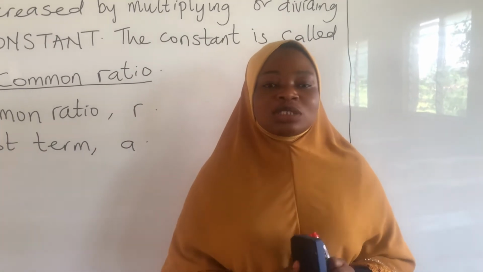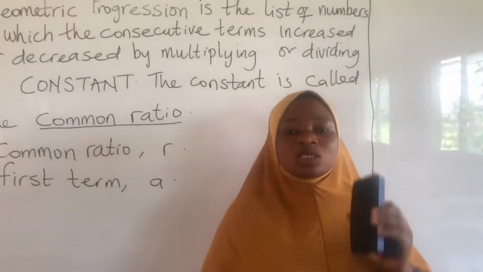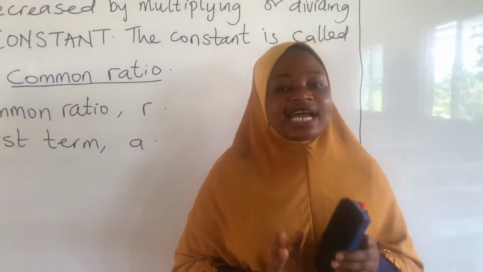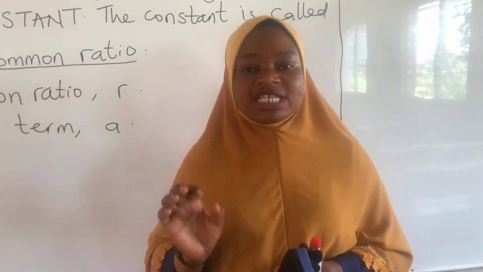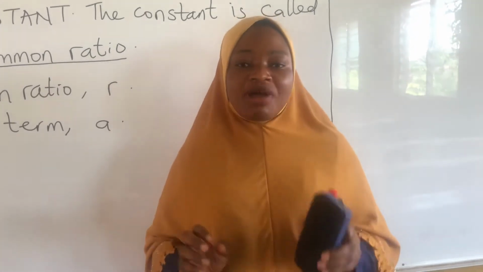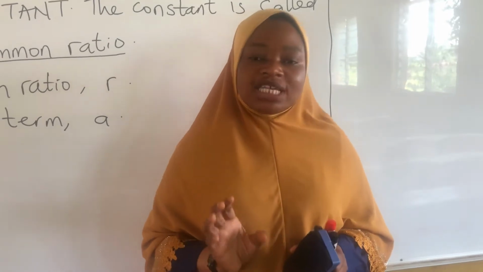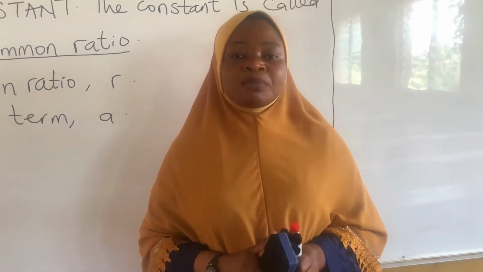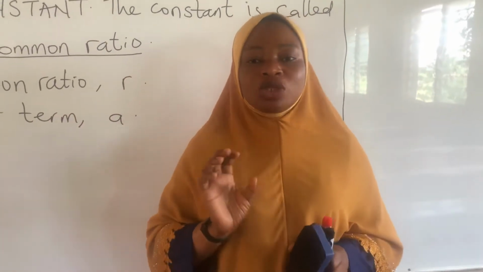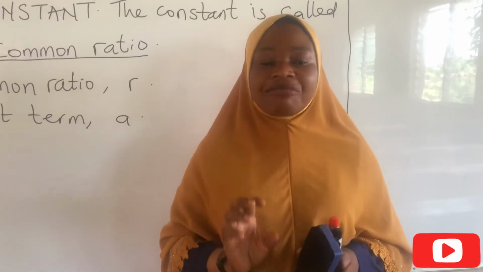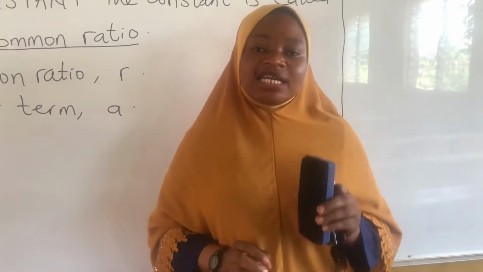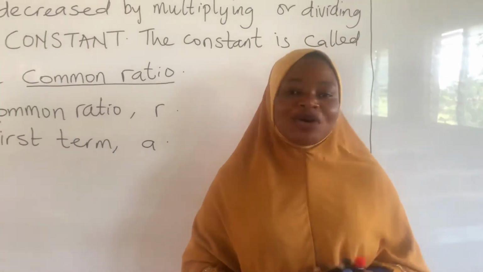So in today's class, we want to study geometric progression. In the previous videos, we have done arithmetic progression, and we defined arithmetic progression as a list of numbers in which the consecutive terms increase or decrease by adding or subtracting a constant, and that constant is called a common difference. But geometric progression, which is GP, is a list of numbers in which the consecutive numbers increase or decrease by multiplying or dividing by a constant. And that constant is called a common ratio.